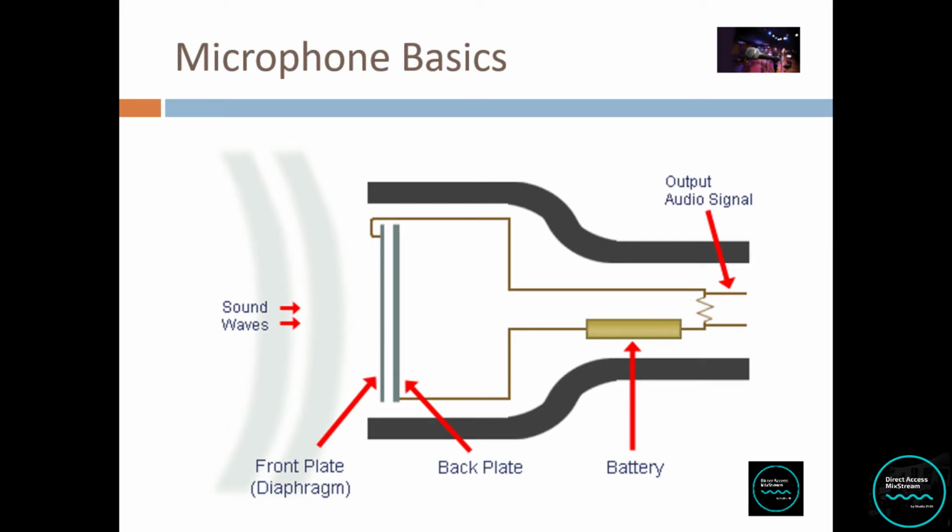This diagram will show you a little bit. You have the sound waves coming in from the left. They strike the diaphragm on the front, which is the front plate, and the back plate is sometimes fixed. When the sound wave strikes the diaphragm, it vibrates, and the distance between the front plate and the back plate changes, which creates a capacitance. That capacitance is output as an electrical signal. Take note that some of them have a battery, and I'll explain why.